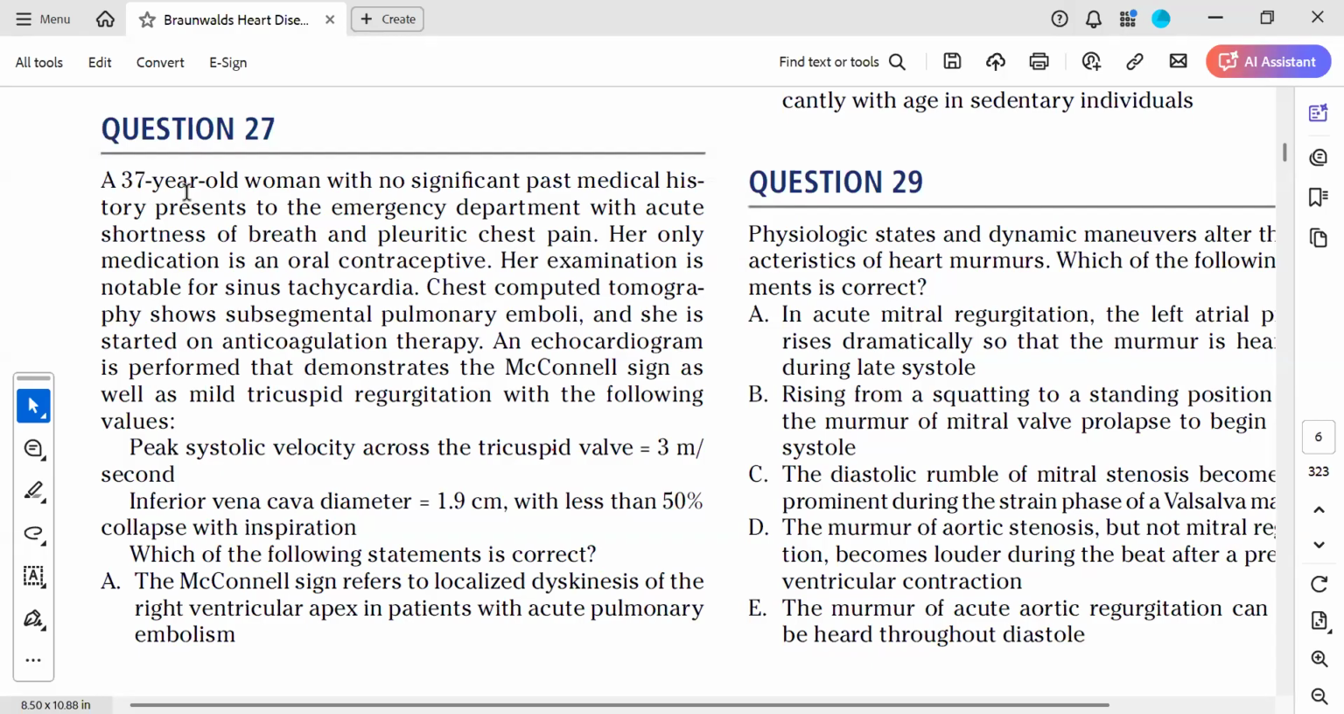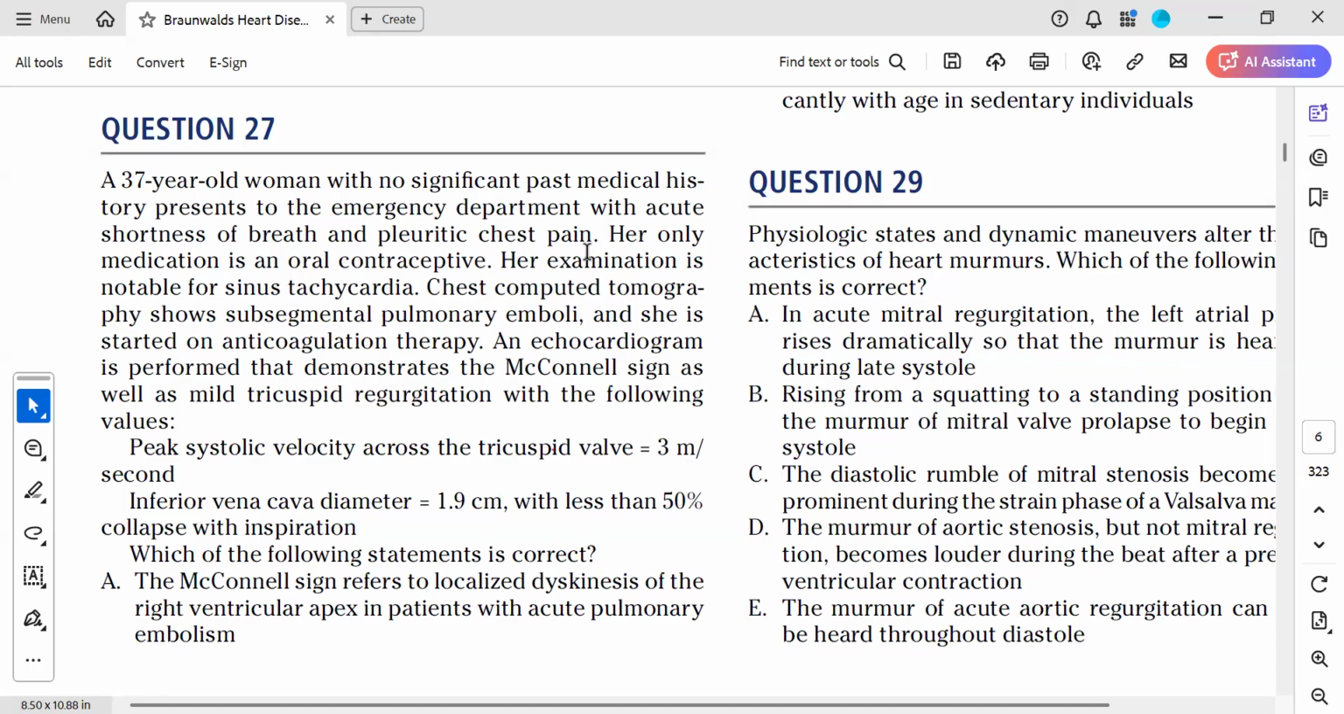Now, looking at this question, it's just giving us information about a patient that developed an acute pulmonary embolism. The likely risk factor is the oral contraceptives. The CT scan demonstrated the subsegmental pulmonary emboli, and on echo, they saw McConnell's sign. And what is McConnell's sign? McConnell's sign is usually described as right ventricular wall hypokinesis or akinesis, usually of the mid area with apical sparing. And that's what McConnell's sign is all about.